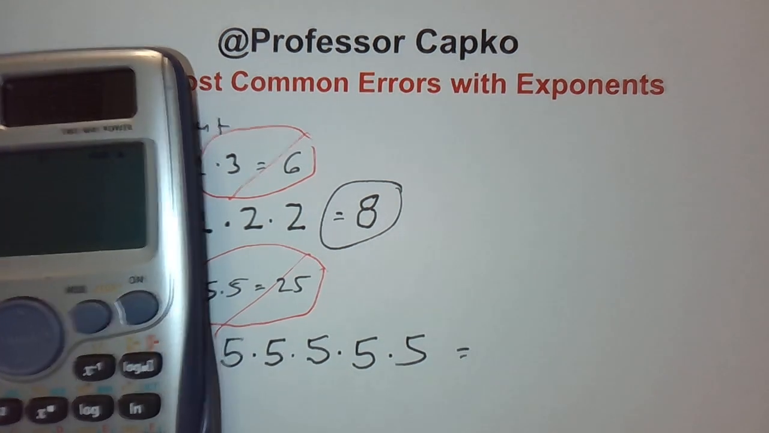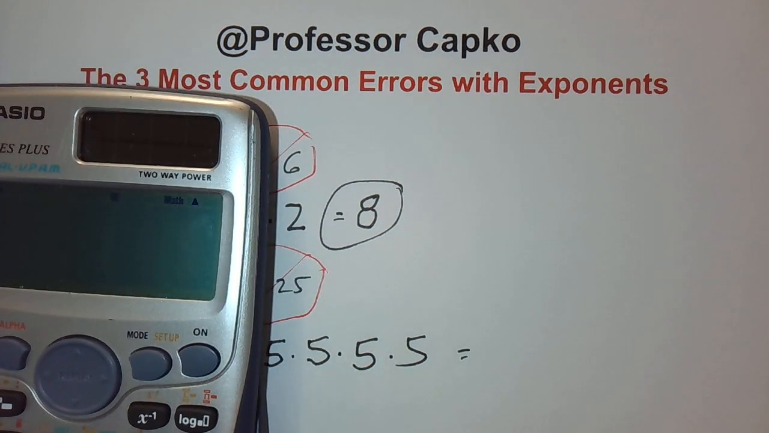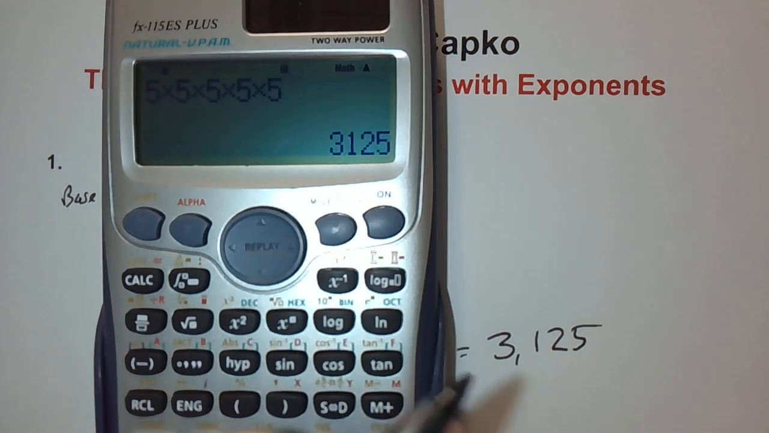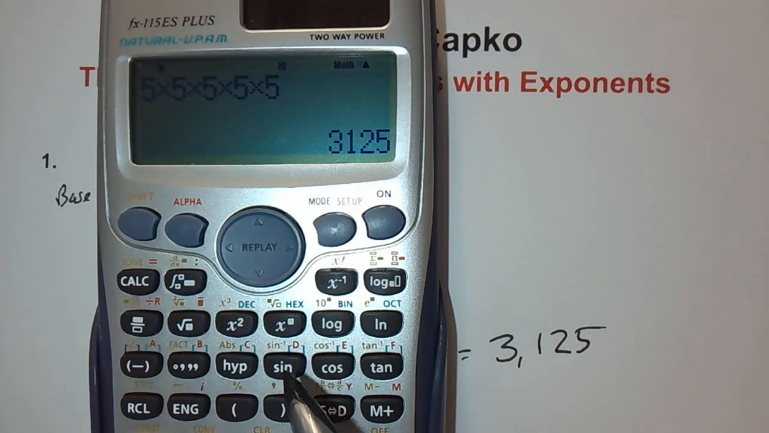So we can use a calculator if you wanted to help you out. So 5 times 5, 3, 4, and 5. And that is equal to 3,125. Of course, we have a button on the calculator that will make it easier. On this particular calculator, it is this button here.